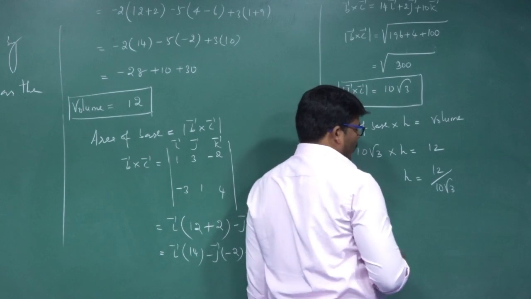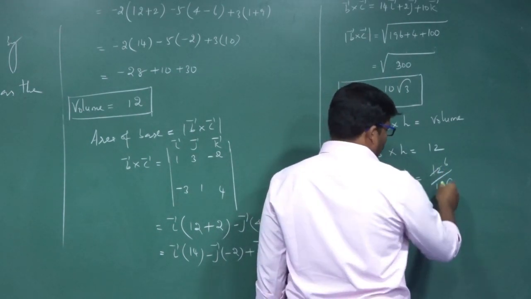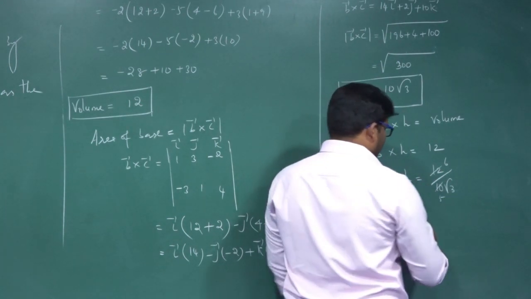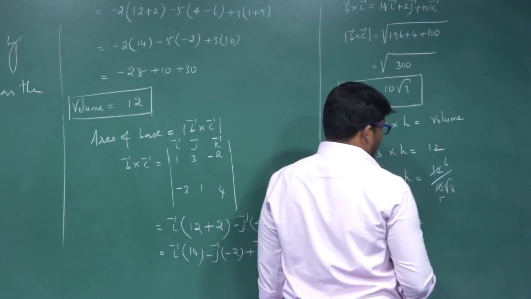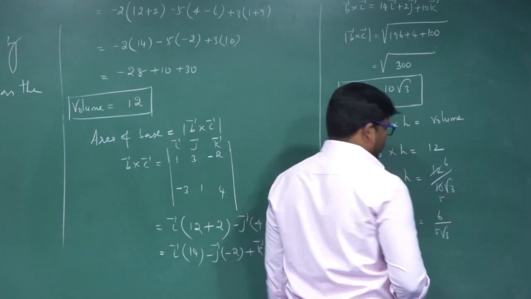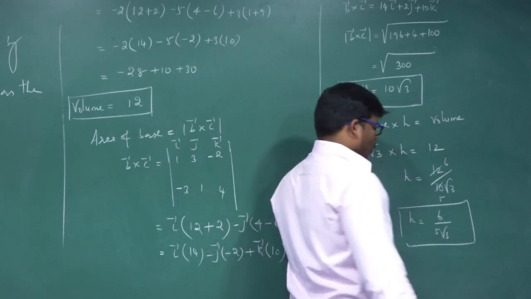Now cancel the value. 2 table: 6 2s are 12, 5 2s are 10. That is h equal to 6 by 5 root 3. That is h equal to 6 by 5 root 3.